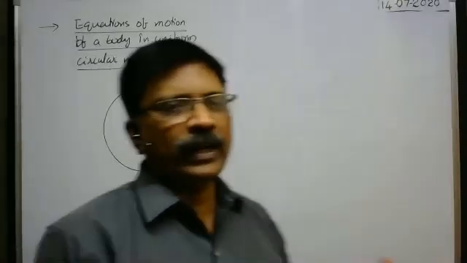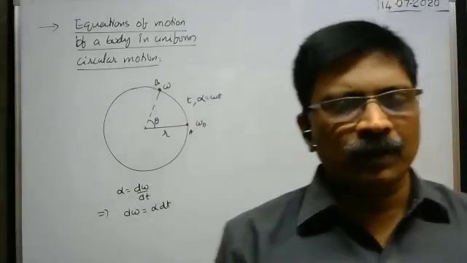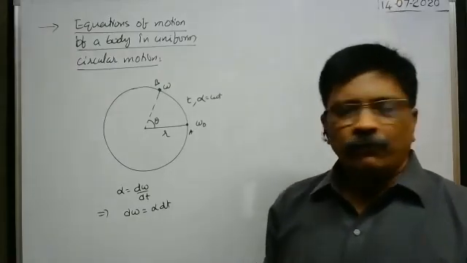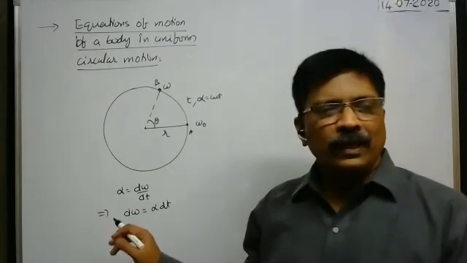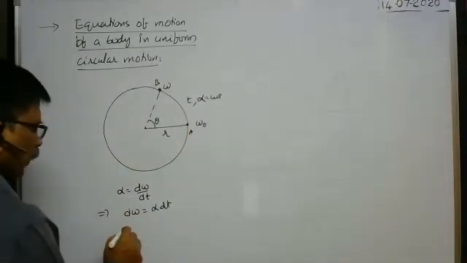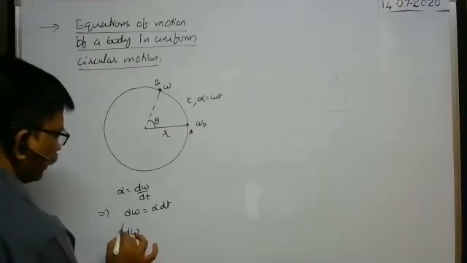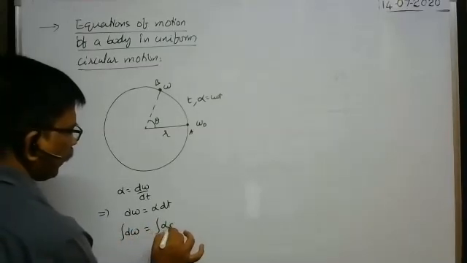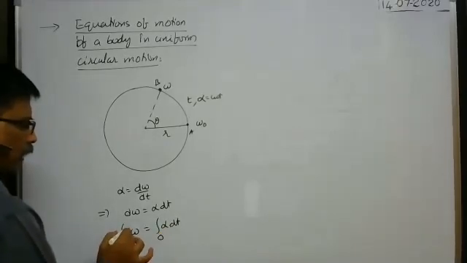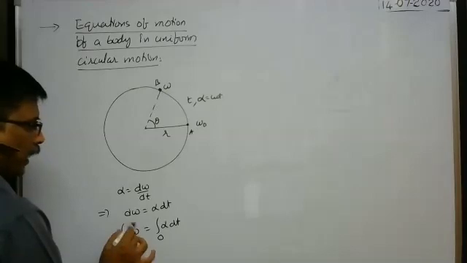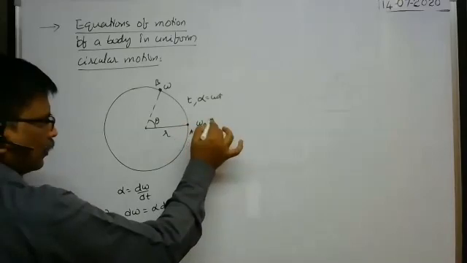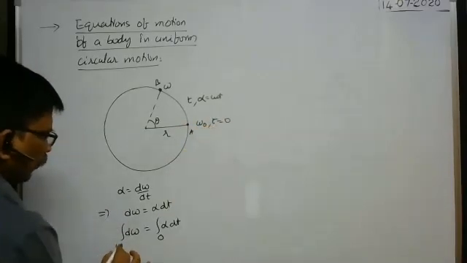In order to find the angular velocity, what we have to do? Tell me. From d omega, in order to find omega, what we have to do? We have to do integration. Very good. So you integrate on both sides. Integral of d omega is equal to integral of alpha into dt. At t is equal to 0, the angular velocity is omega naught, no? So you write omega naught.